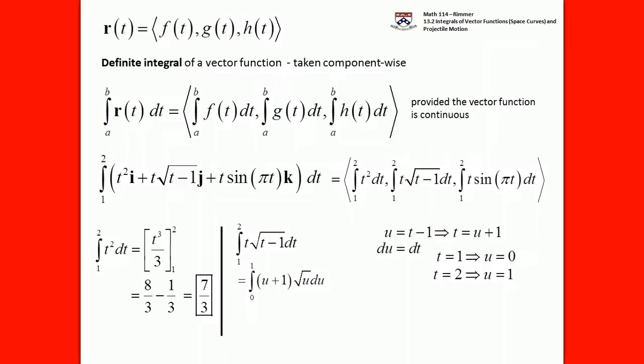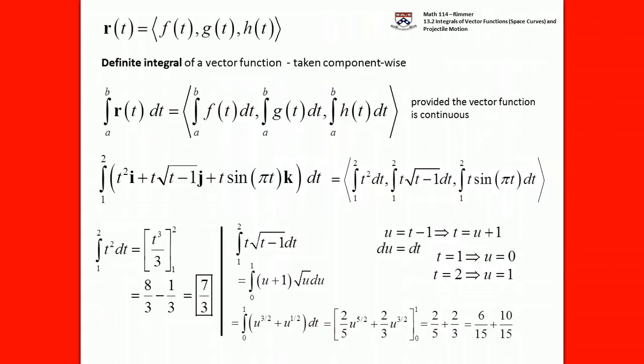And so we distribute the root across, and we have u root u, which is u to the 3/2, and then we add to that u to the 1/2. So we get u to the 5/2 and 2/5 of that, and u to the 3/2 and 2/3 of that, and we just put a 1 in. And we're just adding 2/5 and 2/3, getting 6 and 10 15ths. So a grand total of 16 15ths.